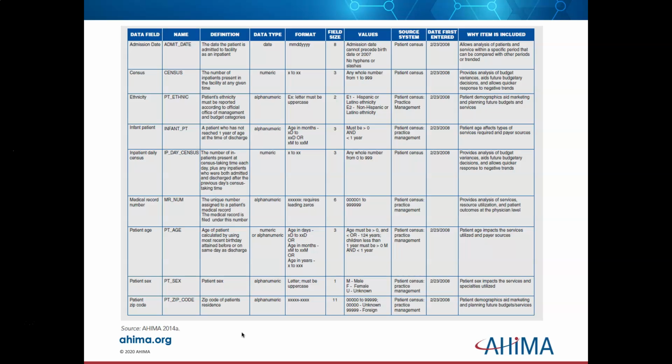It tells you the field size. How many characters is it going to be? It tells you values. It lets you know if there are limits. For instance, under census, it has to be a whole number from 1 to 999. And then it tells you what source system it's coming from, when it was first entered, and then why that item is included. So this is a really great example of a good data dictionary. This is what you want to see.